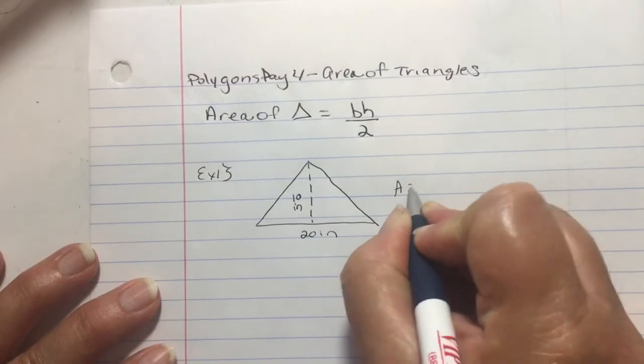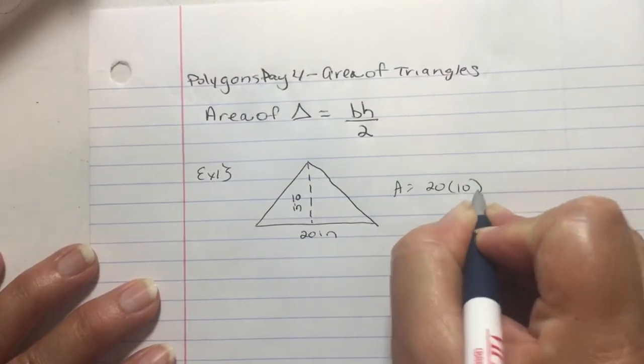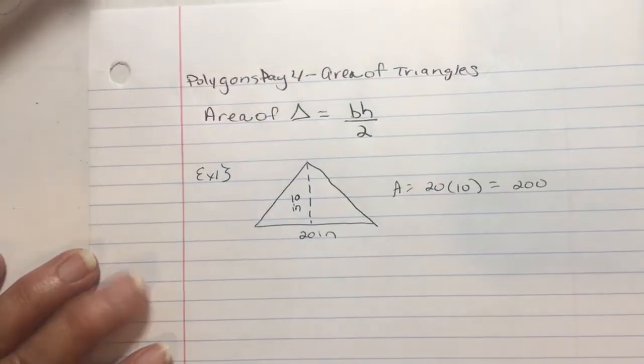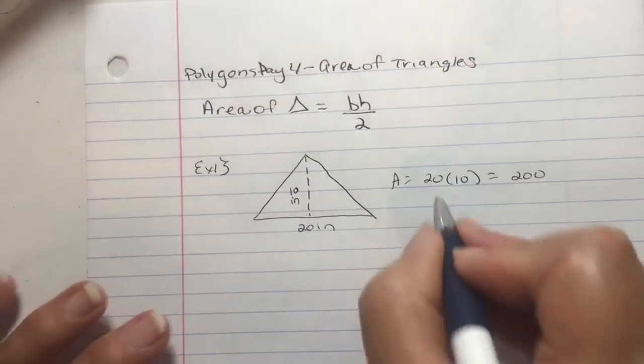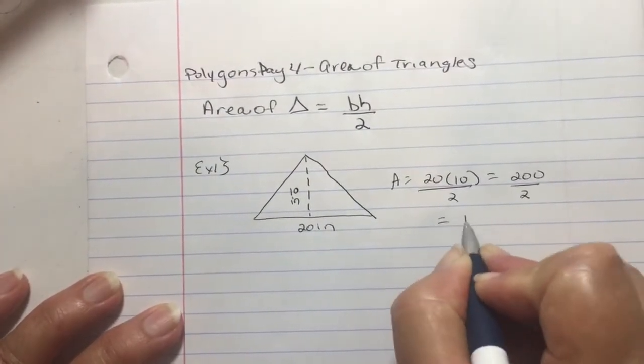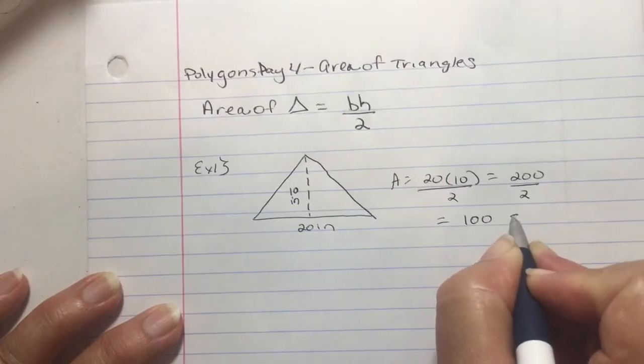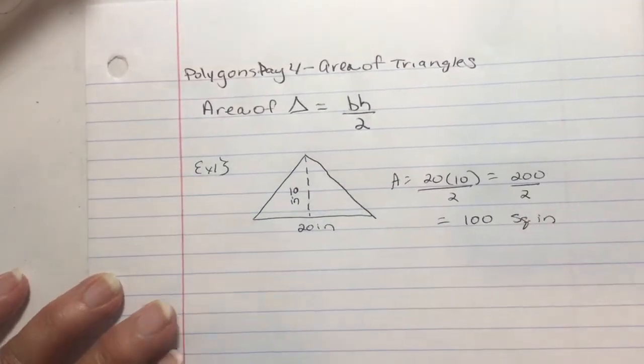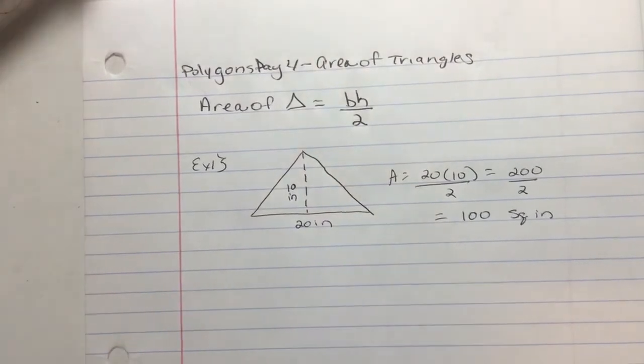So be careful that you don't think the answer is 20 times 10 or 200. That's wrong, because it's a triangle. You must divide by 2, and your answer would be 100 square inches. Remember, for the Google form, we'll just put in the numbers and not worry about the units. All right, if I'm going too fast, please make sure you pause the video to get caught up.